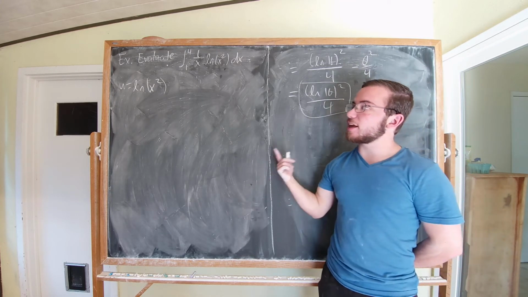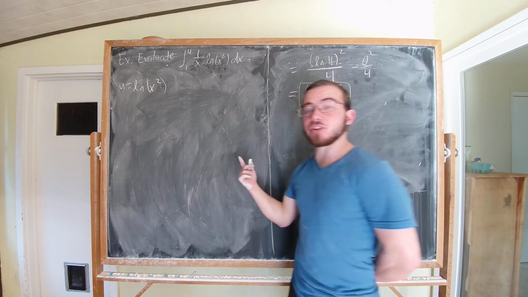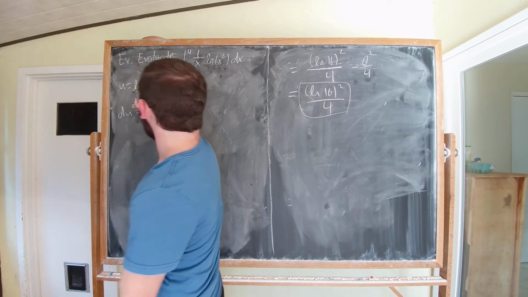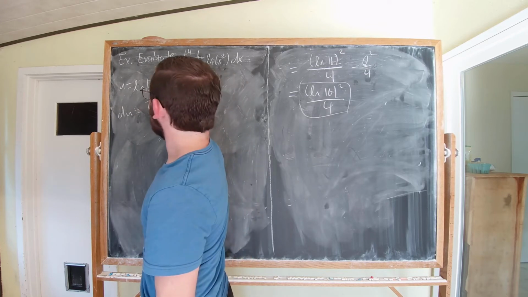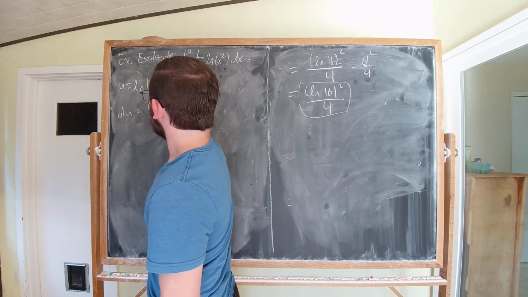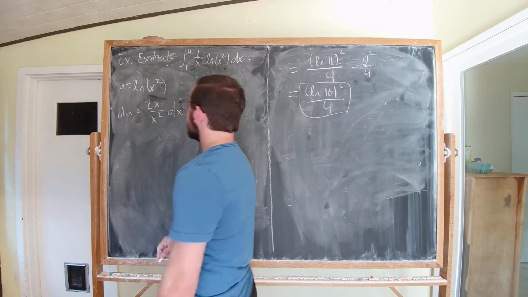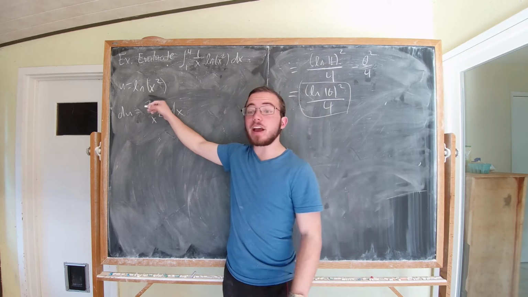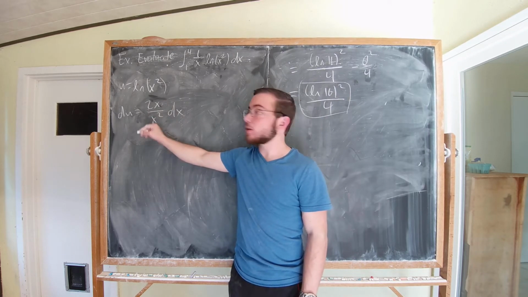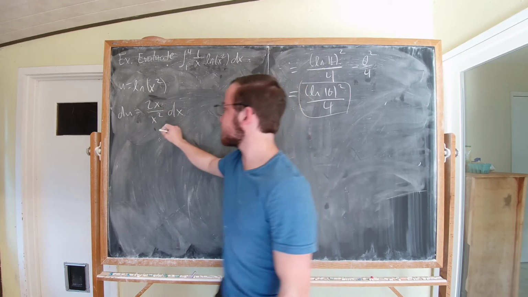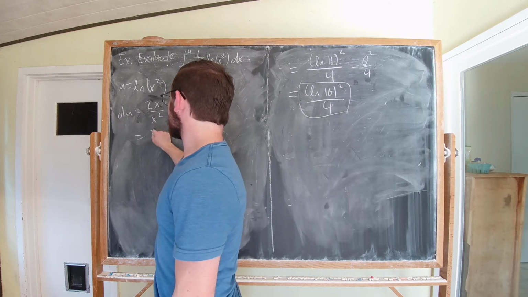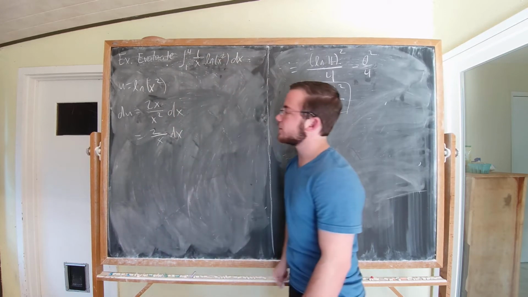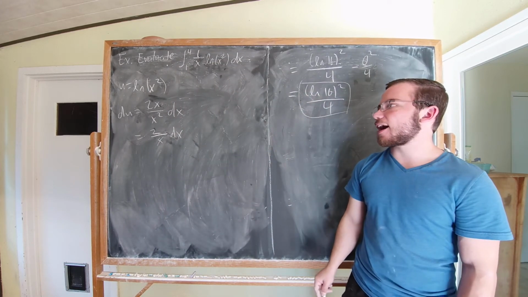Alright, so we let u be the natural log of x squared. Then what would du be? du is the derivative of this thing, dx. And the derivative of the natural log of x squared is the derivative of x squared divided by x squared. So we get 2x over x squared, yes, or in other words, 2 over x dx. So now we're starting to match our pattern.